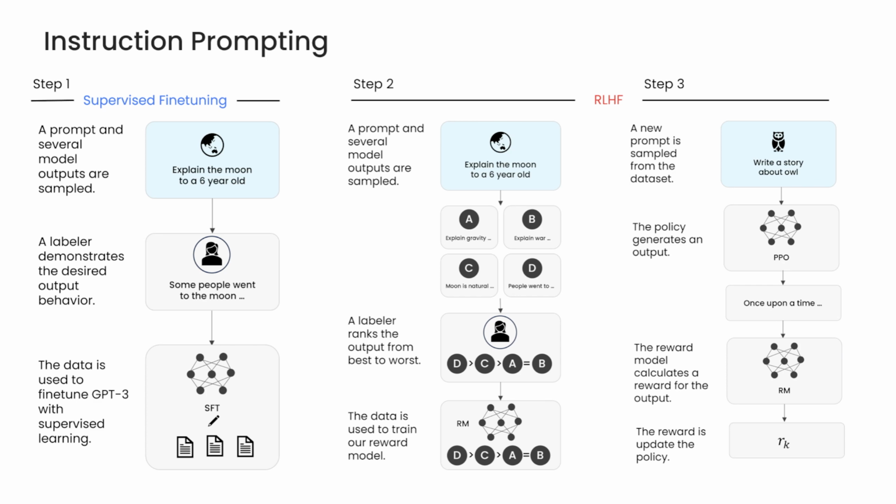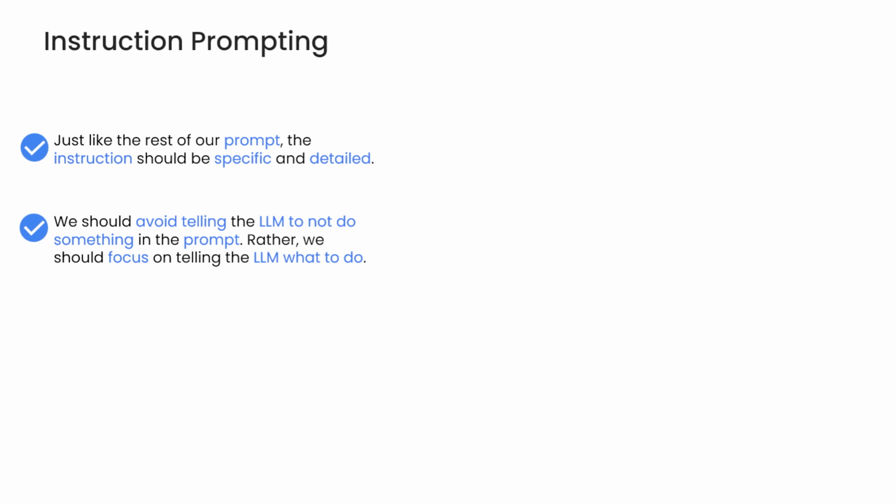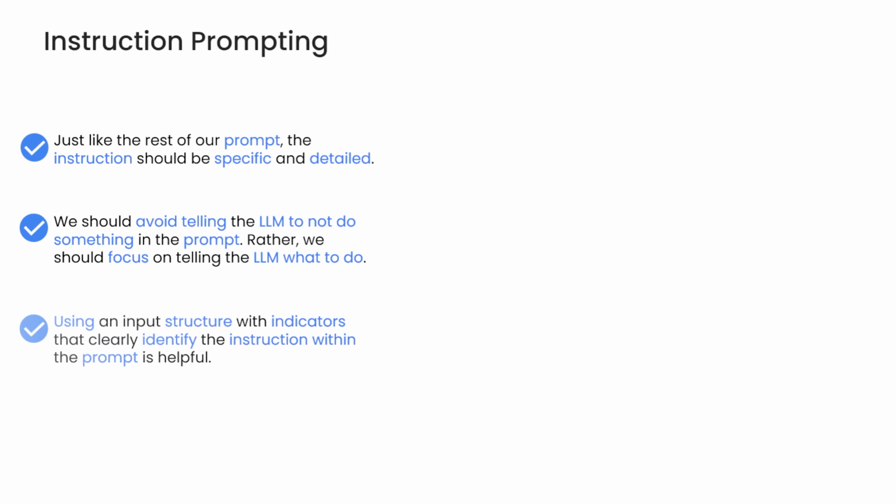If you have access to an LLM that has been trained to follow instructions, we can accomplish a lot by prompting the model with useful and informative instructions. Here are some key tips and ideas for using instruction prompting. Just like the rest of the prompt, the instruction should be specific and detailed. We should avoid telling the LLM to not do something in the prompt, rather, we should focus on telling the LLM what to do. Using an input structure with indicators that clearly identify the instruction within the prompt is always helpful.